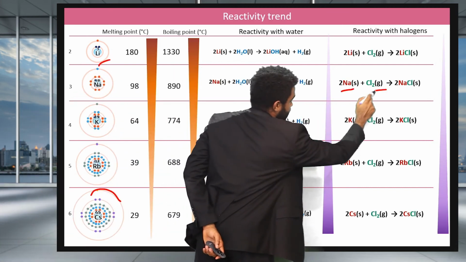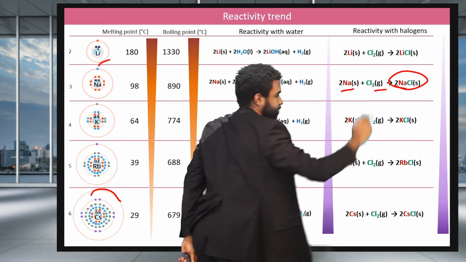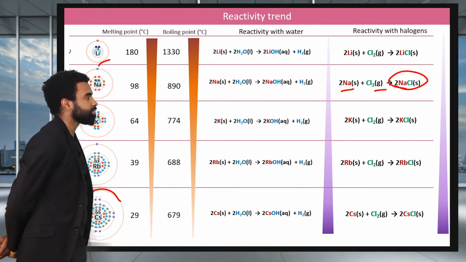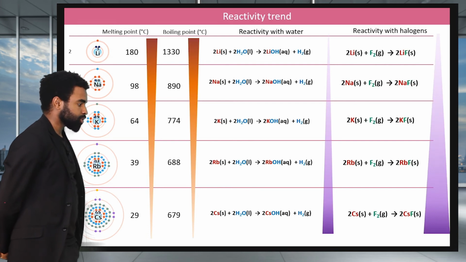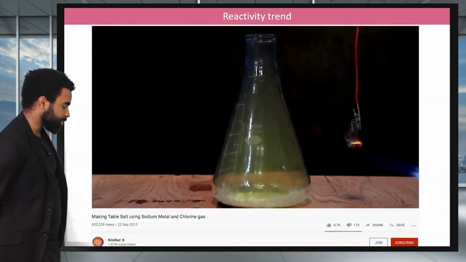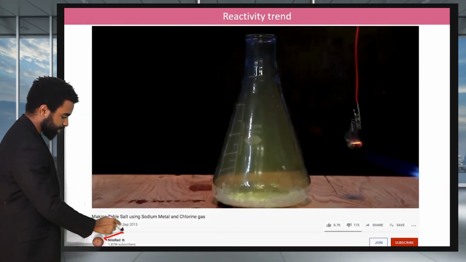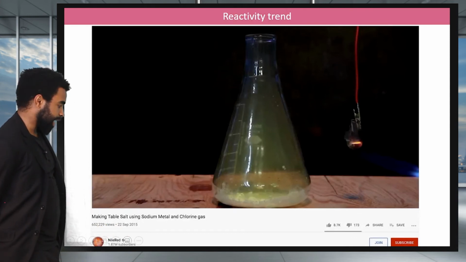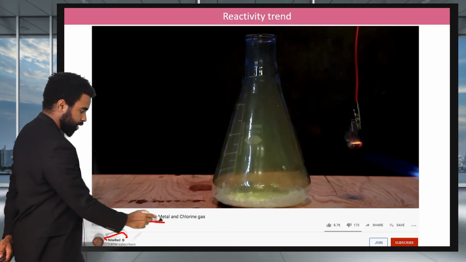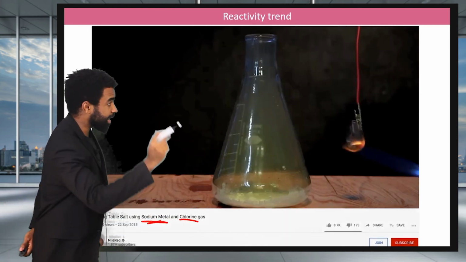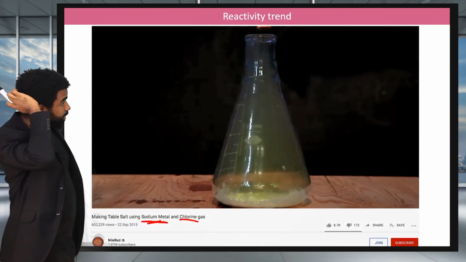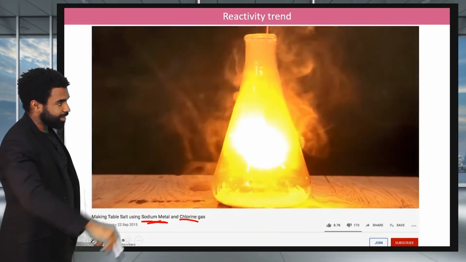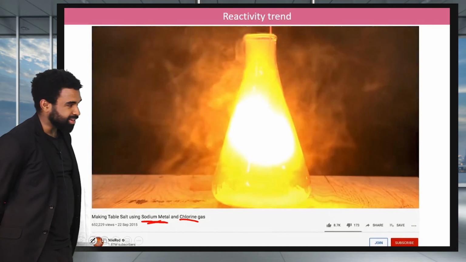Sodium and chlorine forming what? Sodium chloride, which is, of course, one of the most common molecules that you're familiar with. So we look at this one from Nighthawkinacan, a very good YouTube channel, highly recommend for chemistry videos. He's going to react solid sodium metal with chlorine gas. So let's watch that. He takes that heated up sodium metal and puts it in this Erlenmeyer flask that has chlorine gas in it. And what's going on in there?